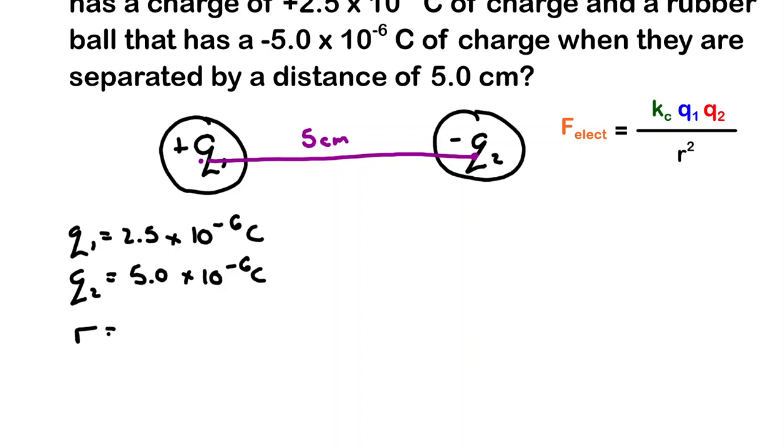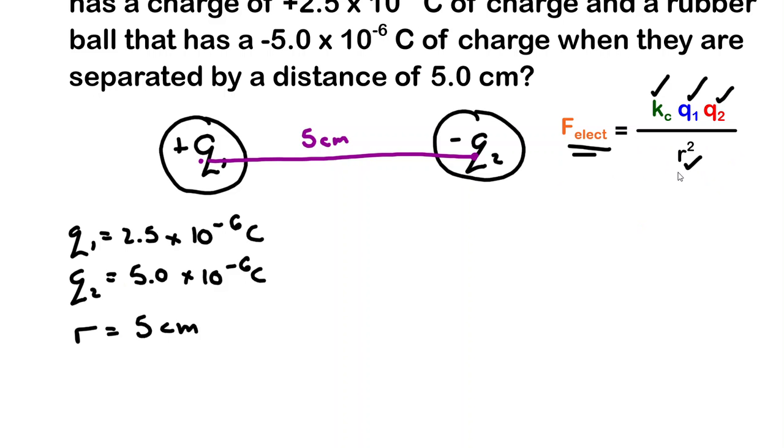And then the distance between them is equal to 5 centimeters. So if I look at the equation over here, I'm looking for the force between them. Coulomb's constant I always have. It's on my equation sheet and in my notes. They give me charge 1, 2.5. They give me charge 2, 5.0, and they give me distance. So it looks like, at face value, that I'm ready to solve this.